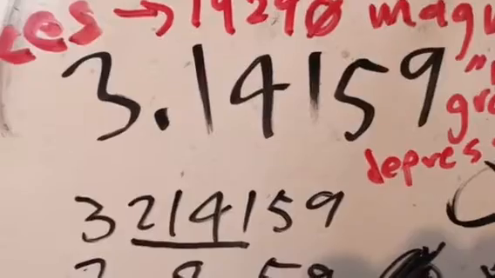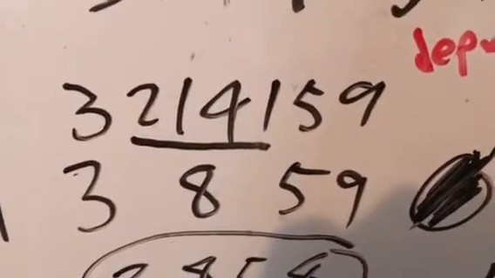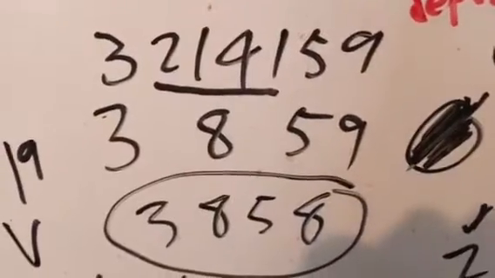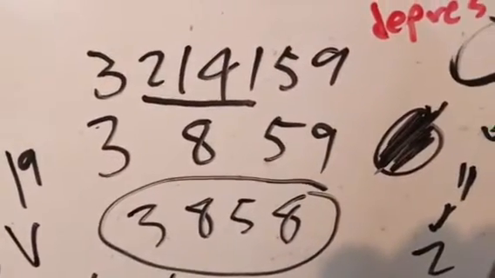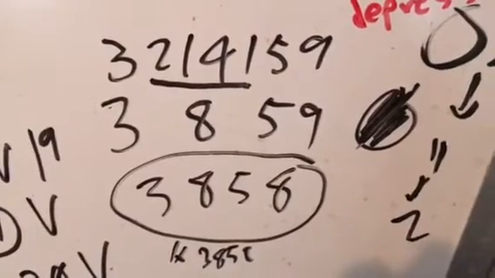3.14159 is 3214159. And you can see a 3859, which is a 3858 circled. And if you're smart enough, you understand that that's a 1 by 3858. And 3858 times 2 is 7,716. You're 777. It's not in a bubble. 7716 maybe. I don't know. It's like the middle.